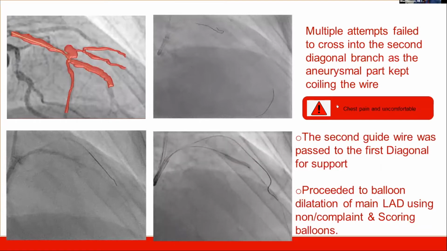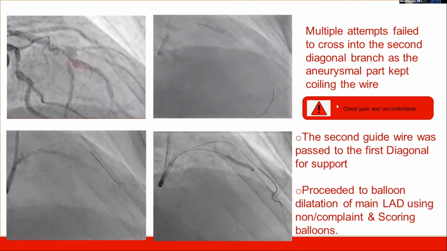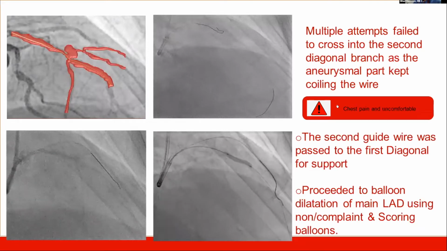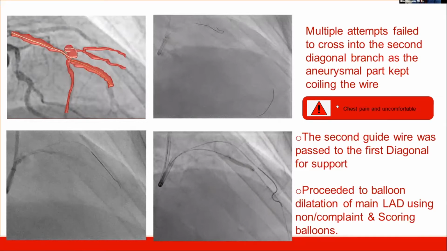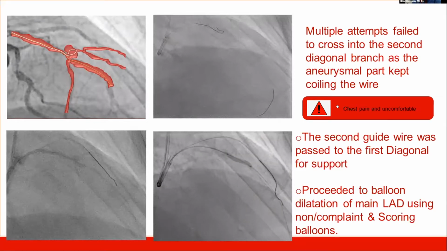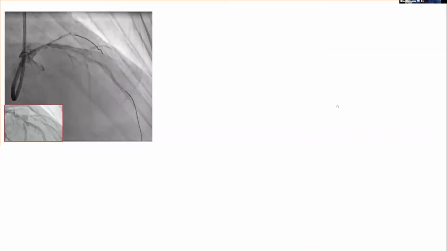We put the wire in the first diagonal and started ballooning across the bifurcation to secure the flow to the main vessel. We also used compliant, non-compliant, and scoring balloons. We prepared the lesion of the proximal to mid-LAD quite well. Then we took a picture, and as you can see, the flow to the distal vessel is secured.